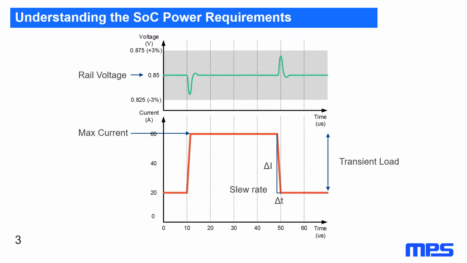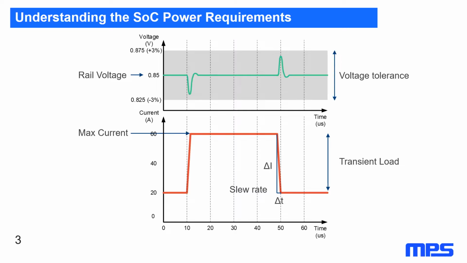Then we have the slew rate. This change in load current happens over time. It's not instant, but this time can be quite short. This is usually presented in amperes per microsecond, and it is basically the ramp of this load change.